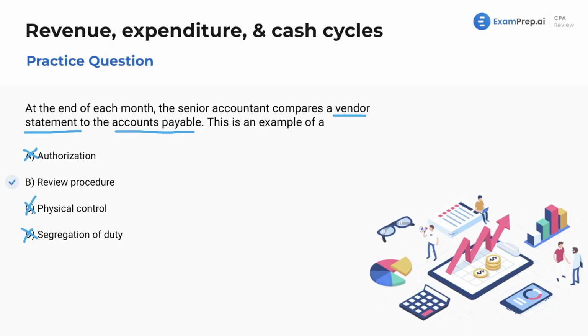This is comparing independent documents with company records. This is a form of a review procedure. The vendor statement is from the vendor, so it's third party, to the accounts payable. That is generated by the client.